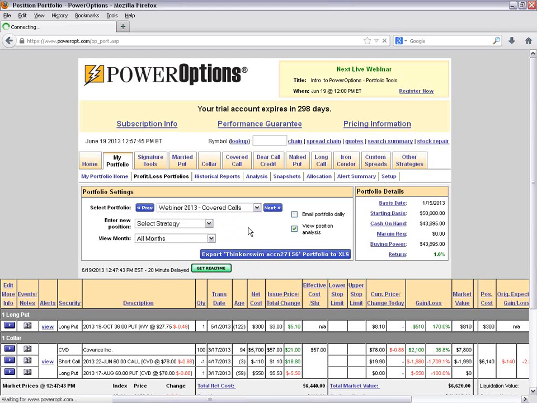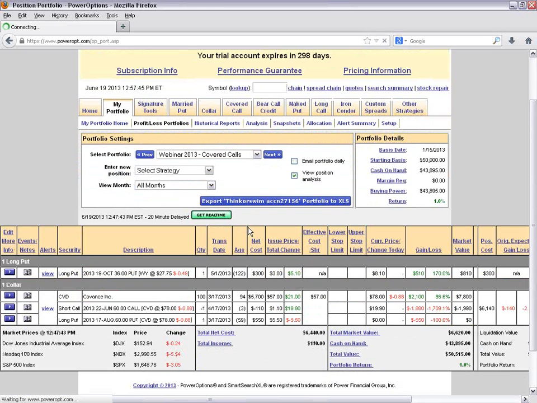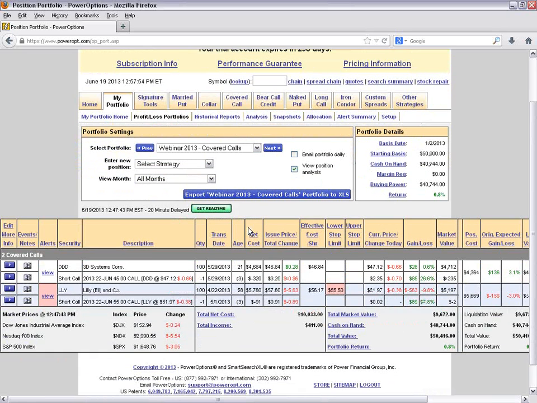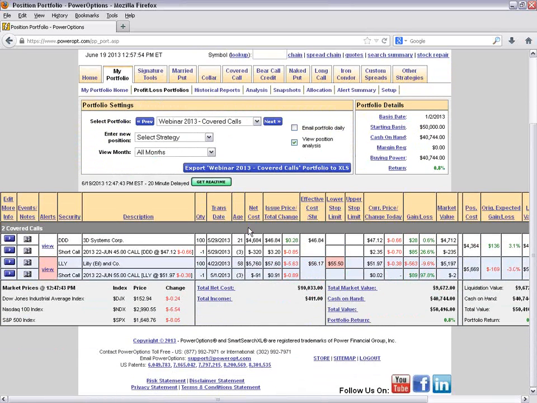Let's go to covered calls here. We might as well stick with covered calls for the time being. Let's load this up. Perfect. Are both perfect? No, just this one. Okay. Here's one. Uh-oh, alert's been triggered.